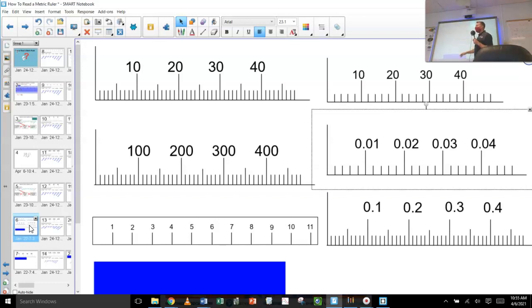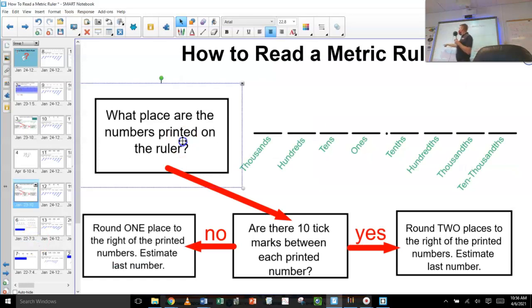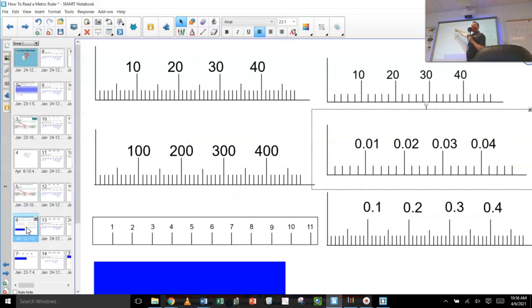So when you look at rulers, the first thing you look at is what numbers are printed on the ruler. And that was our question: what place are the numbers printed on the ruler? These are tens, right? These are hundreds. These are ones. These are tens. These are hundredths. Good job. And these are tenths. So the first question is, what numbers are printed on your scale? And the next question is, are there 10 tick marks? We use those two things to round off exactly how precise we make a measurement.